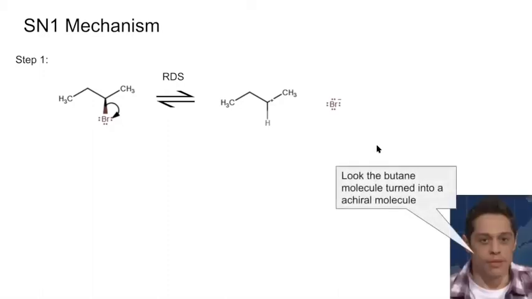Look, the butane molecule turned into an achiral molecule. So this carbocation is achiral. It lost the stereocenter. It's no longer chiral. So at this point, chirality was lost, and now our final products can't be chiral.